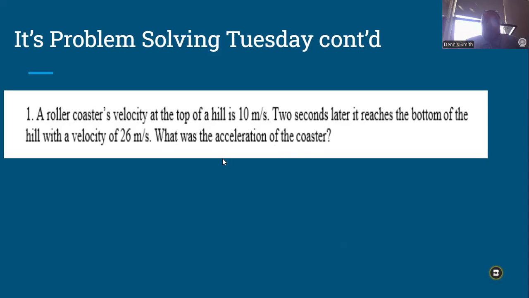Okay. So the first thing you're going to do, and I wish I could do this while I'm recording, but apparently I can't, you're going to draw your roller coaster. So you're going to draw your graph, draw the hill, put a roller coaster up here, put an arrow going down this way, and put a roller coaster down here. Mark this as 10 meters per second up here, 26 meters per second here. Moving to the right is positive. Moving upward is positive. Moving downward, the acceleration is negative.